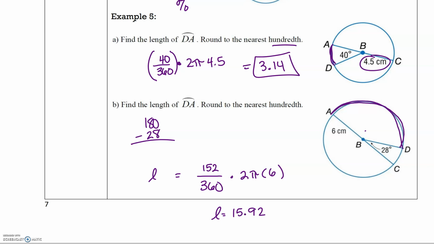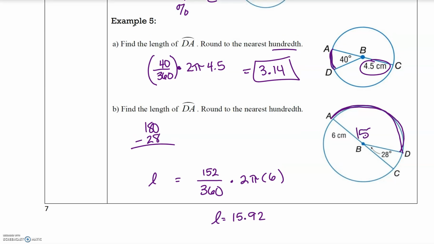All right, and you should have gotten 152 degrees. And so 152 over 360 times 2 times pi times the radius, which is 6, and then typing that into your calculator, getting 15.92.